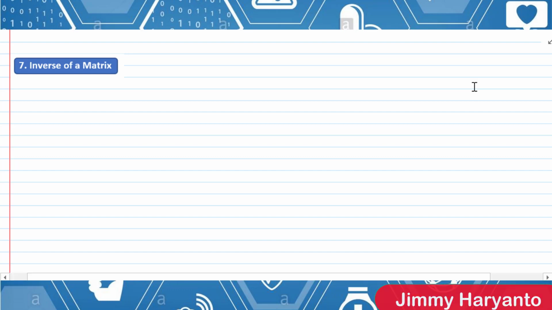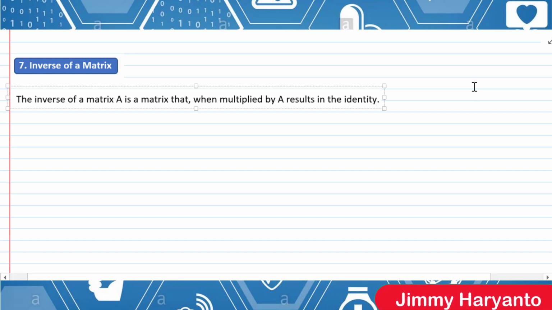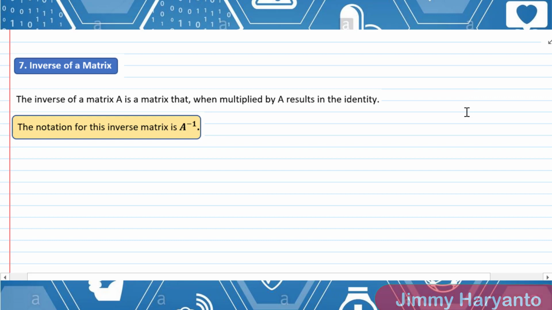Okay guys, so for today I will teach you how to inverse a matrix. It's number 7. The inverse of a matrix is a matrix that, when multiplied with the original matrix, the result will be the identity matrix. That is the definition of an inverse matrix. The notation for this inverse matrix is A to the power of -1. So A to the power of -1 represents the inverse matrix. After this, if you see symbols like this, that means you have to find the inverse matrix.